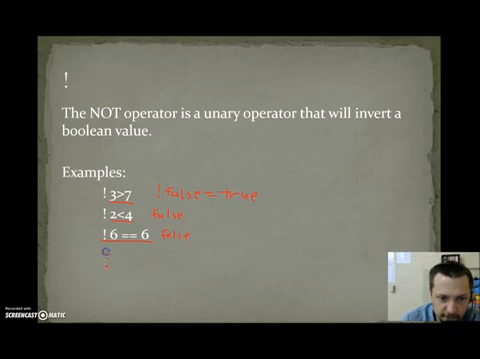But let's say we had not not 6 equals 6. 6 equals 6 is true. The opposite of that is false. The opposite of false is true. This would result in true. Another way to look at this, anytime you have an exclamation in front of an exclamation, they cancel in pairs. So every 2 exclamations will cancel each other.